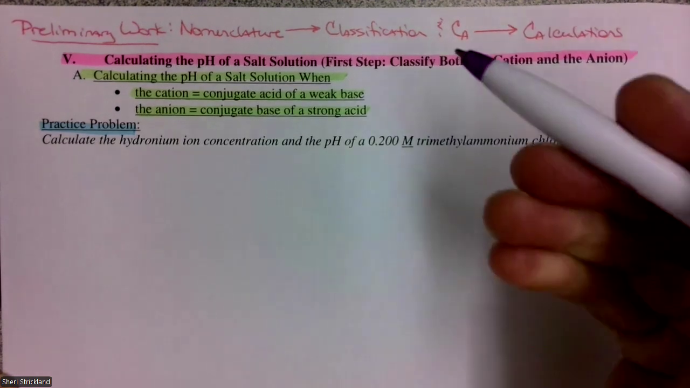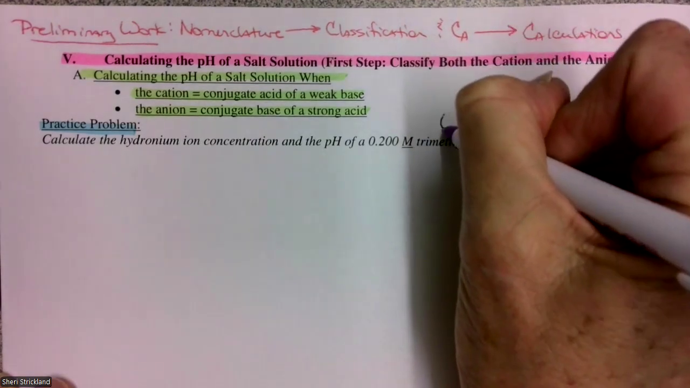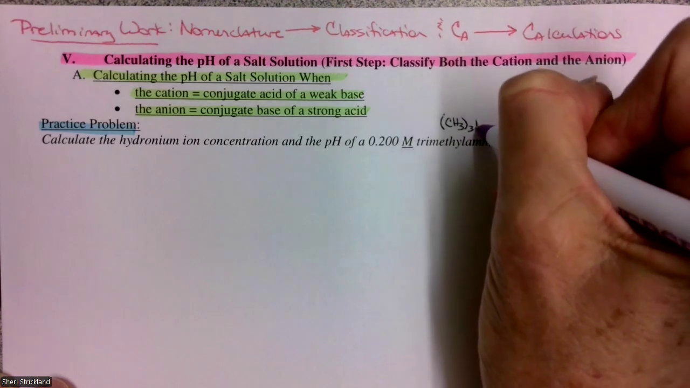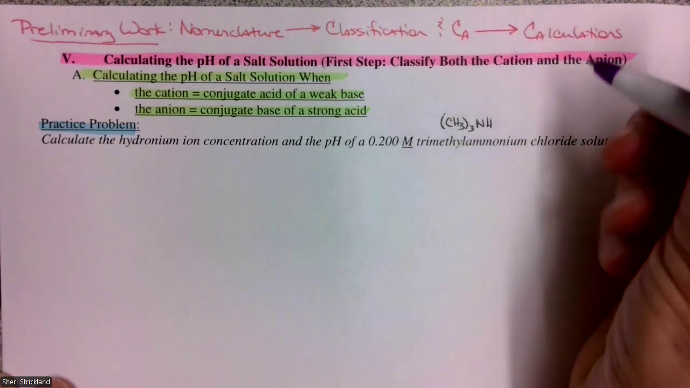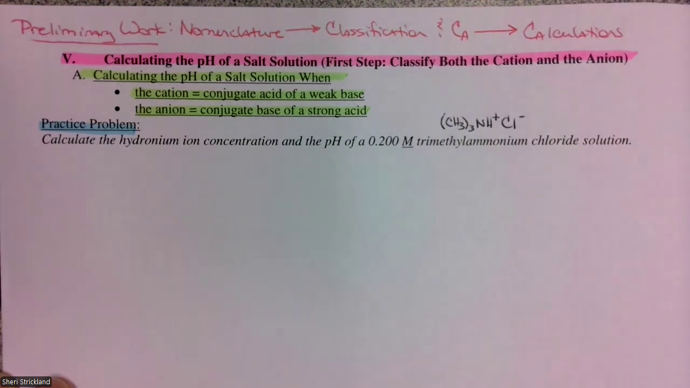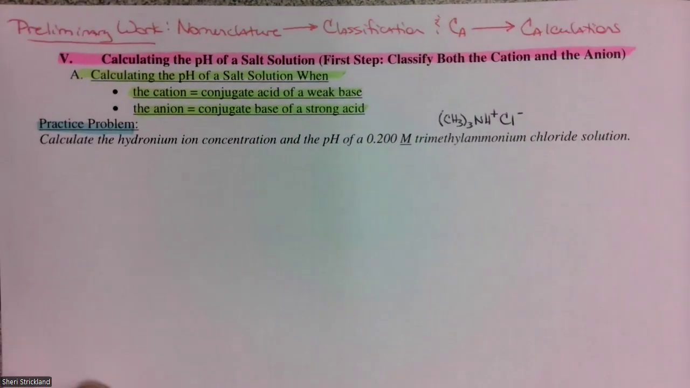And so the nomenclature part looks like this. This is the trimethylammonium ion, and then the chloride ion. And so the analytical concentration is right here.